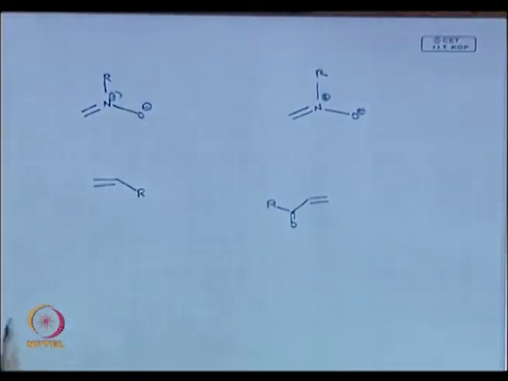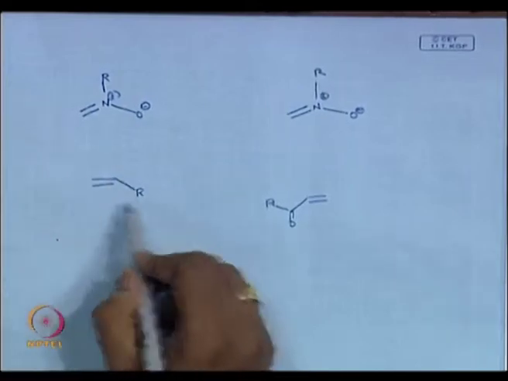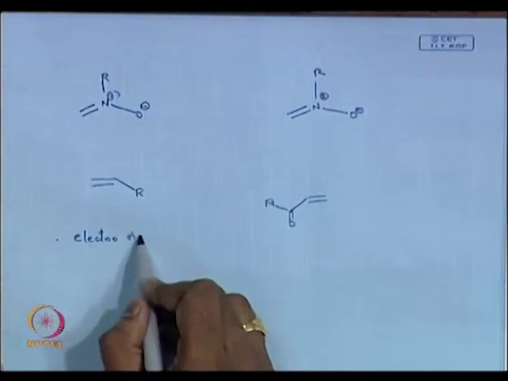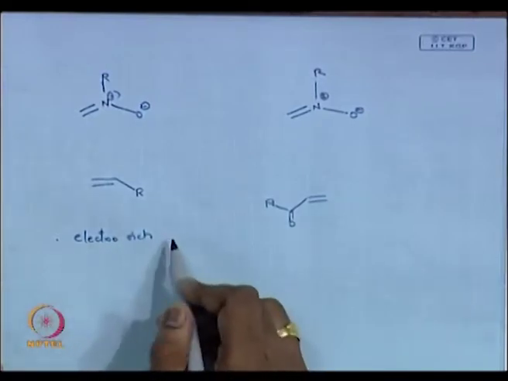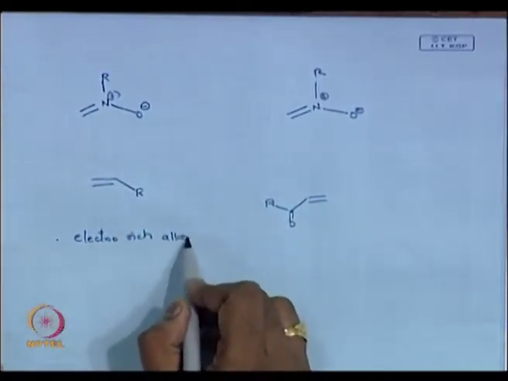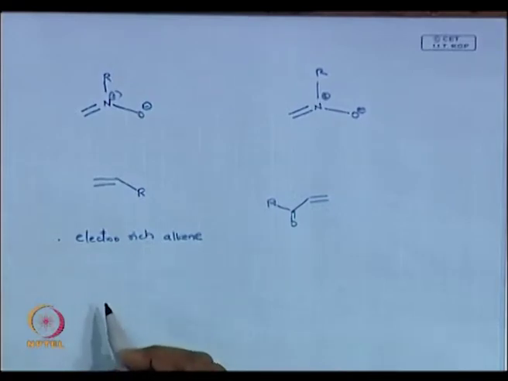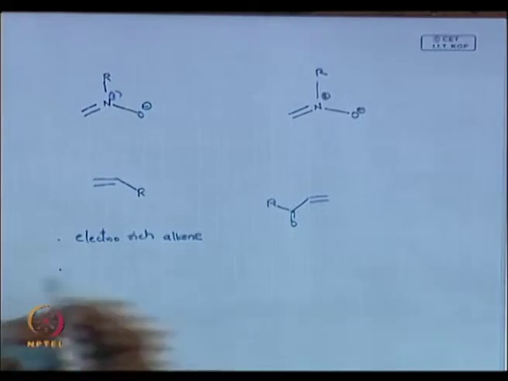Now, we have to think about this type 1, type 2 system, all these things, where it falls and how to understand them. So, first point, what is this? This alkene, it is an electron rich alkene, right. So, if it is an electron rich alkene, it should be more nucleophilic, right.